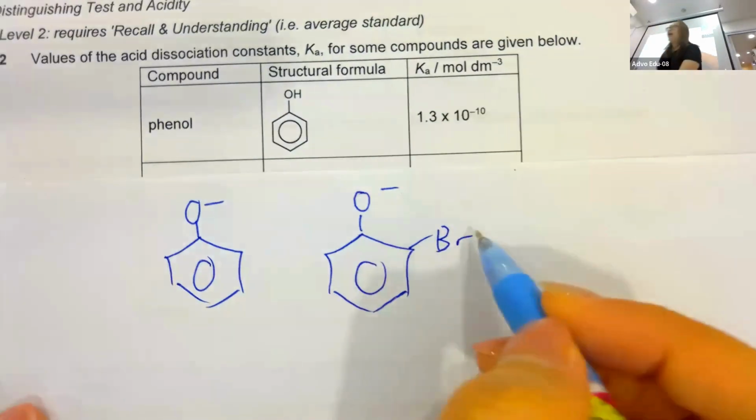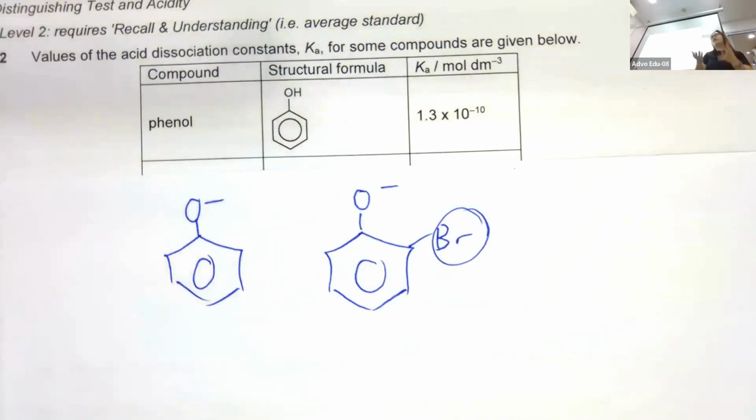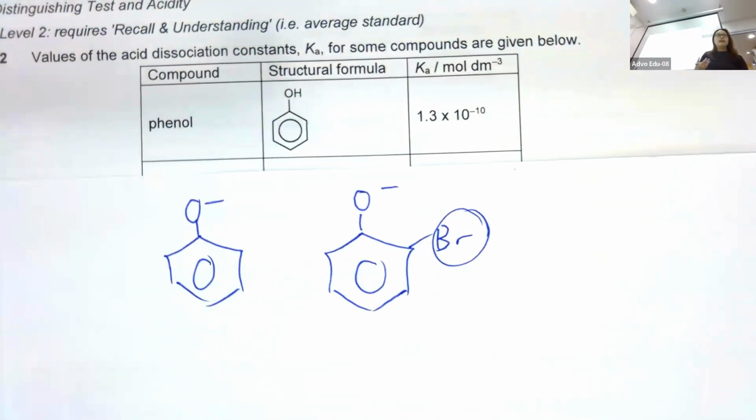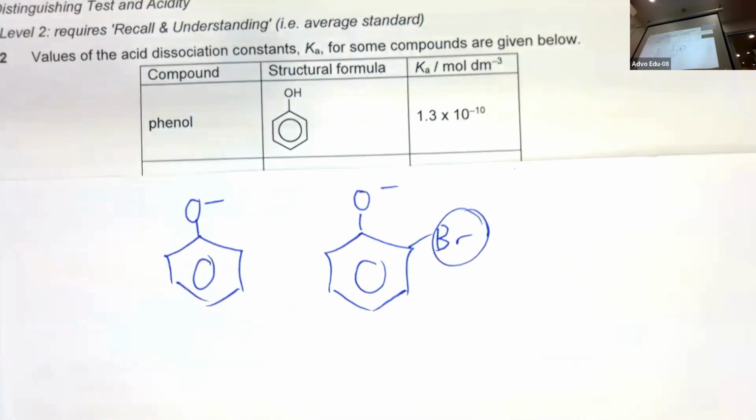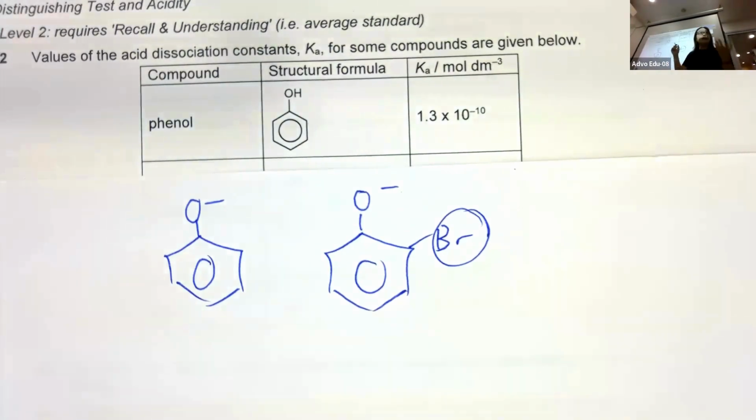I have an extra Br. You tell me what is the nature of this Br? Withdrawing or donating? This is a concept you need to know, right? Remember that time we did a table where we compare the difference. Remember we did a table, a comparison. Can I have the nature of Br? Anyone can help me out here?